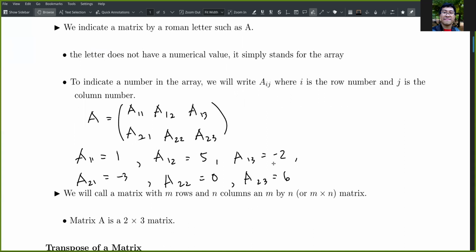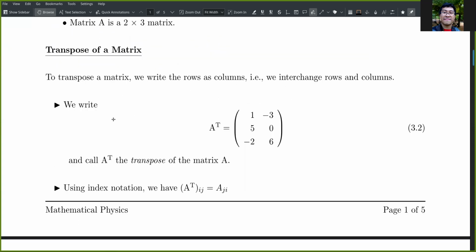We will call a matrix with m rows and n columns an m by n matrix, or you can write it with a times symbol, m by n matrix. So for this matrix A, it has two rows and three columns, so it is a 2 by 3 matrix.